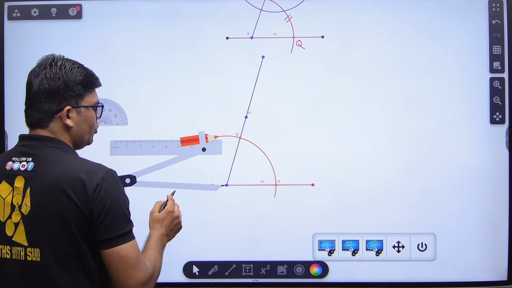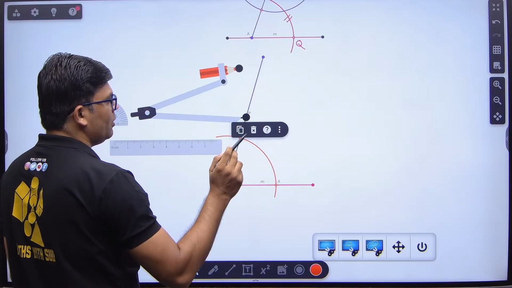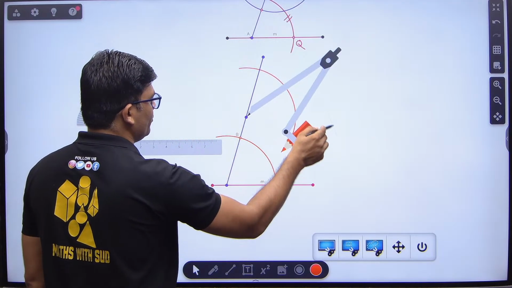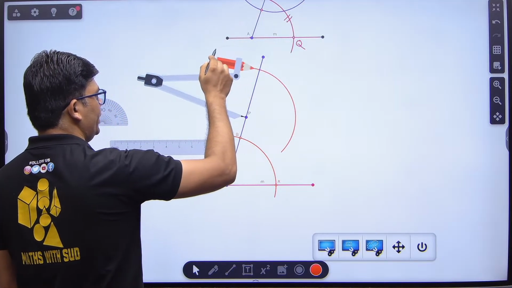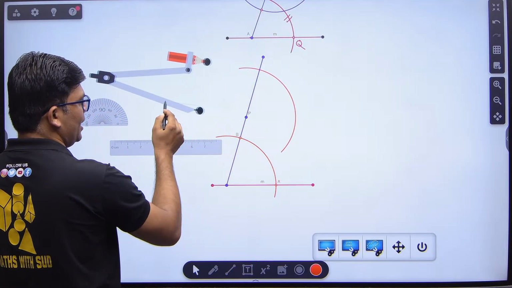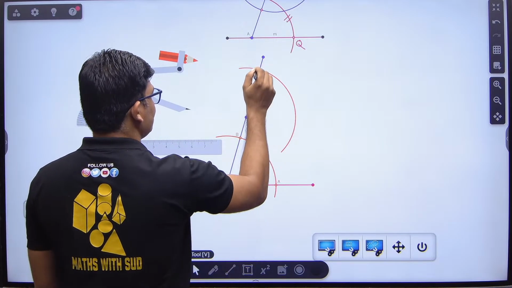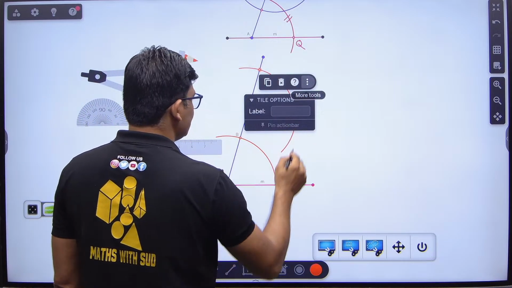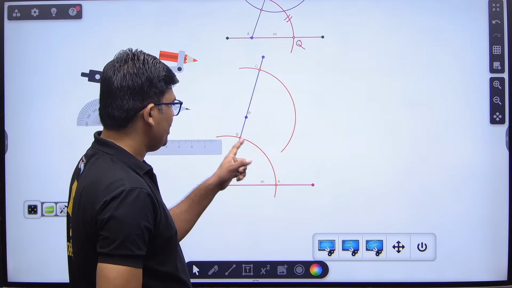Now I need to draw a corresponding angle. So from P, without changing the radius, I will draw one more arc like this to intersect the same extended line at, let us say, one of the points. Now I will go serially, I am marking it as C now. So we have A, B and C.